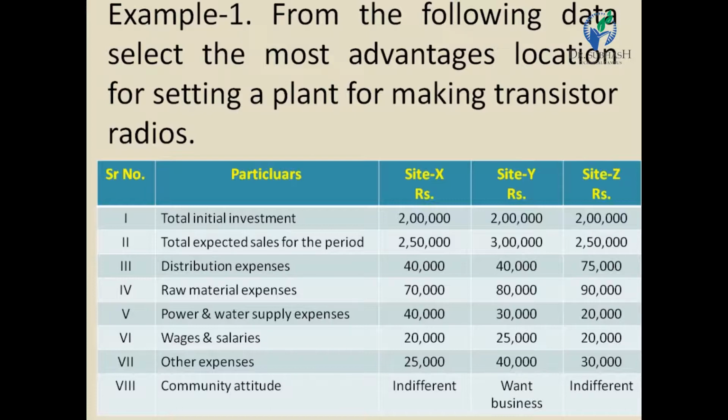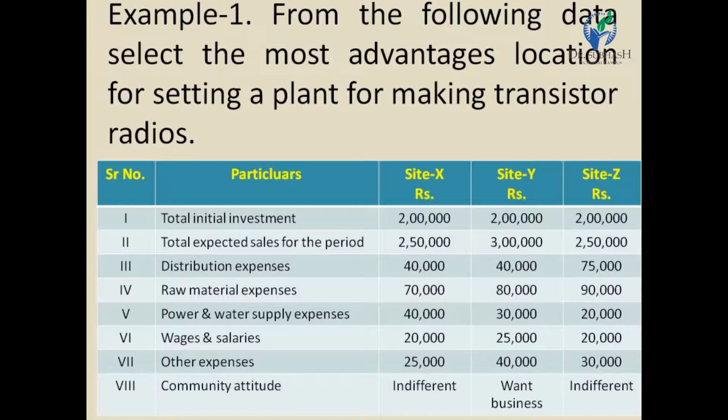In serial number 1, the particulars first is total initial investment. So what is the investment that all the sites initially are doing? For site X it is 2 lakhs, site Y it is 2 lakhs, and for site Z it is 2 lakhs. Now for the second serial number, it is given total expected sales for the period. So it is 2,50,000, 3 lakh and 2,50,000 for site Z.